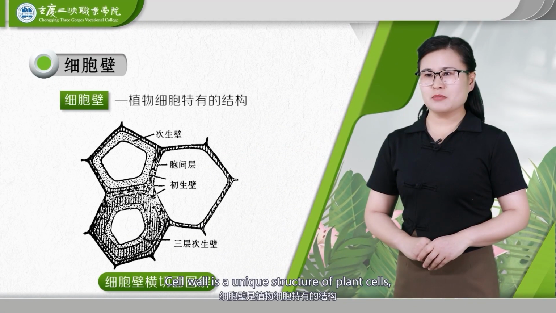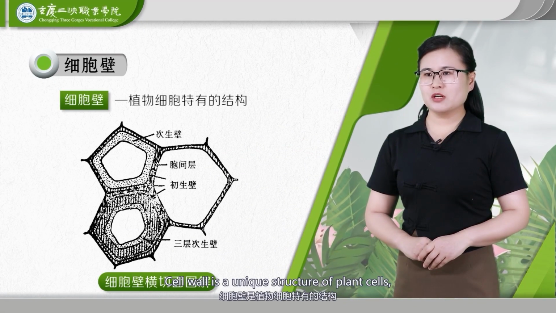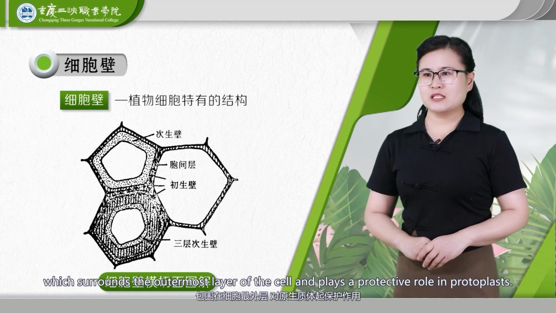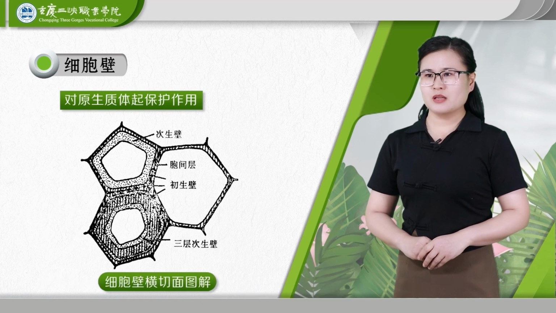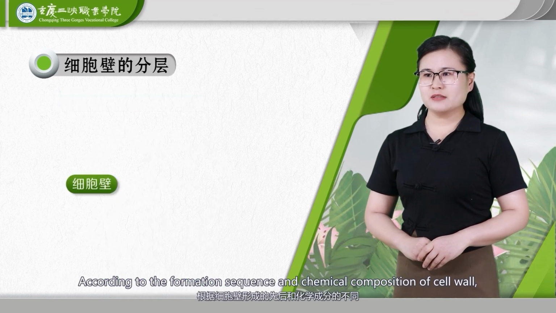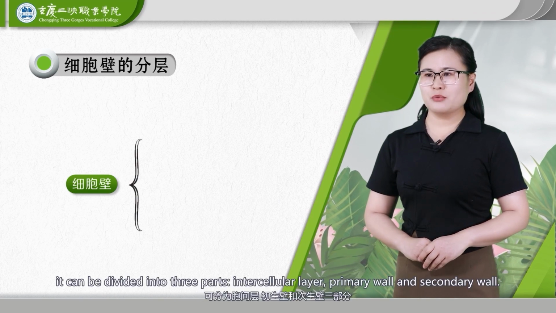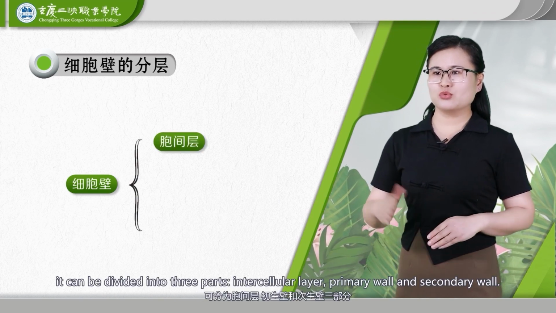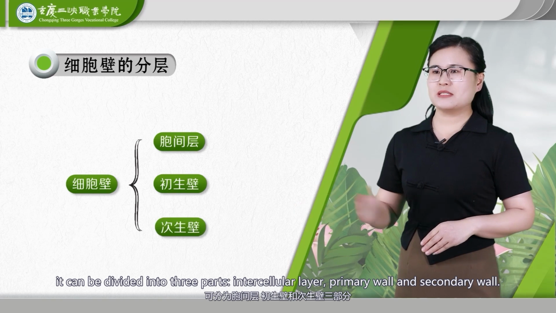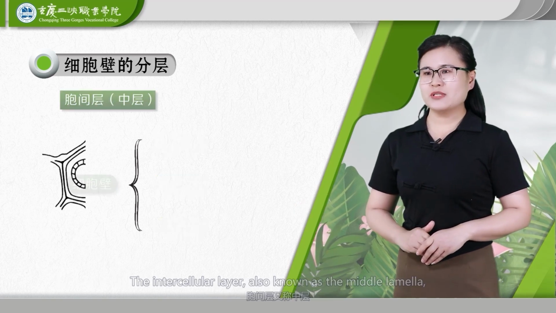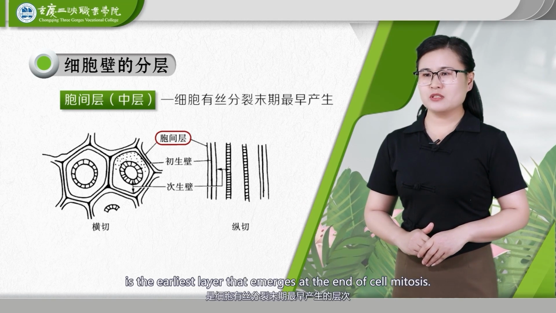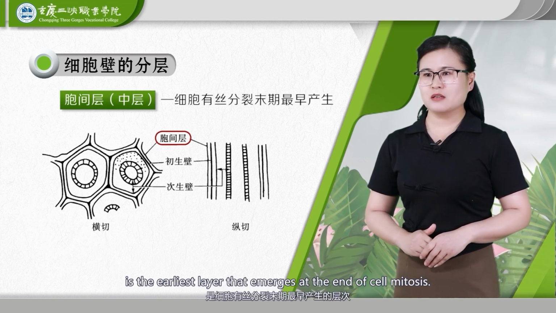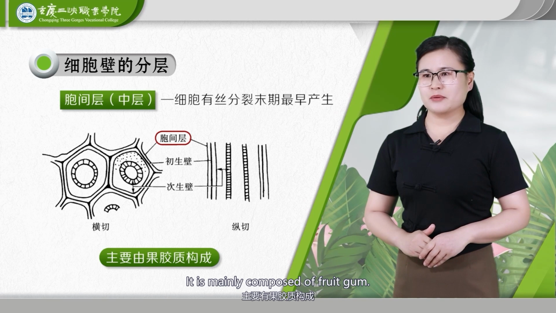Cell wall is a unique structure of plant cells, which surrounds the outermost layer of the cell and plays a protective role for protoplasts. According to the formation sequence and chemical composition of the cell wall, it can be divided into 3 parts: intercellular layer, primary wall, and secondary wall. The intercellular layer, also known as middle lamella, is the earliest layer that emerges at the end of cell mitosis. It is mainly composed of pectin.